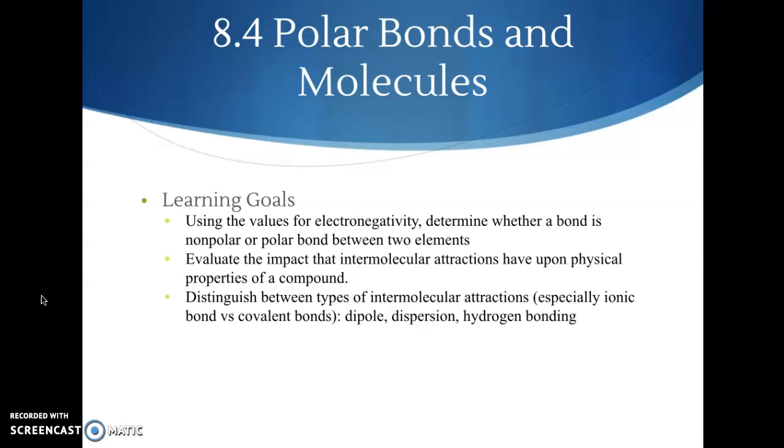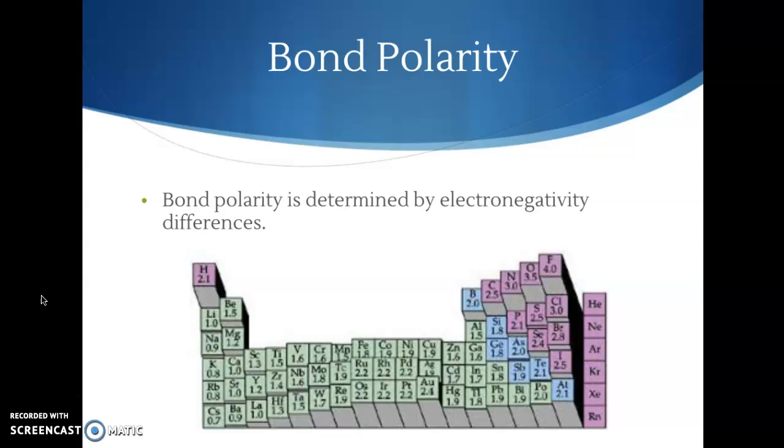And then evaluate the impact that intermolecular attractions have upon physical properties of a compound. And distinguish between types of intermolecular attractions, especially ionic bond versus covalent bonds, and then we have dipole, dispersion, and hydrogen bonding. All right. So we start by talking about bond polarity.